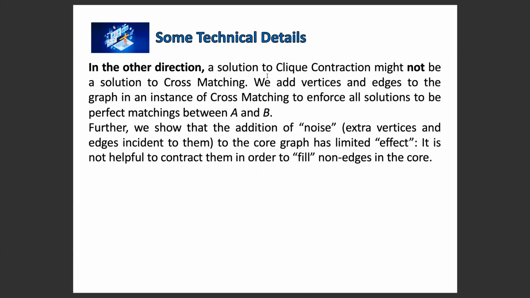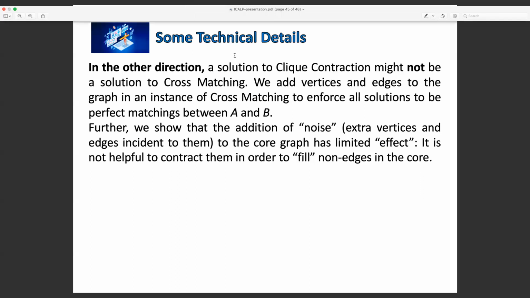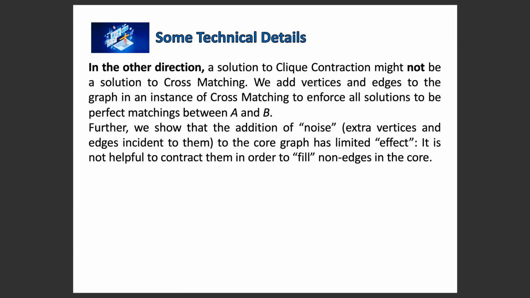So what we do in the reduction is that we add some vertices and edges to the graph in an instance of cross-matching, such that we enforce our solution to be a perfect matching between A and B. When we want to get a clique, then we must contract edges between A and B and not any edges that we want. Moreover, we also saw that if we add some noise to the very highly structured graphs that we construct, they don't cause any damage in a sense.